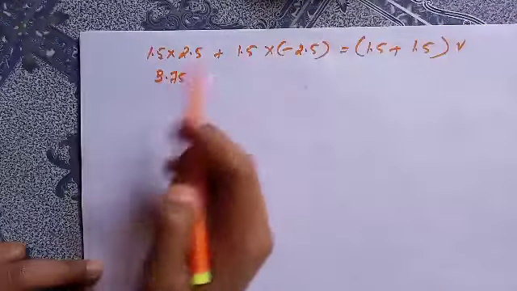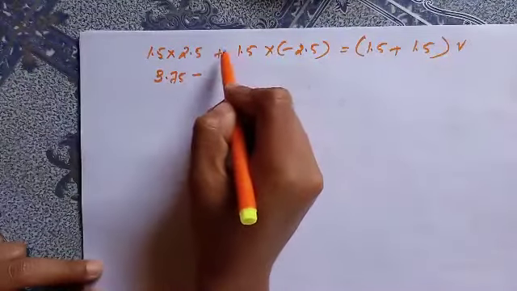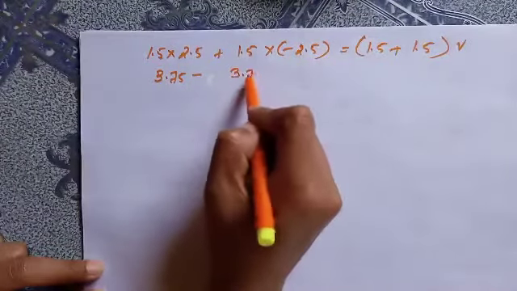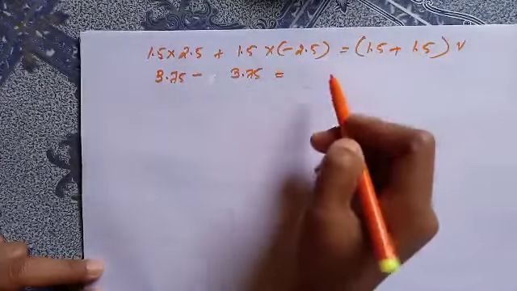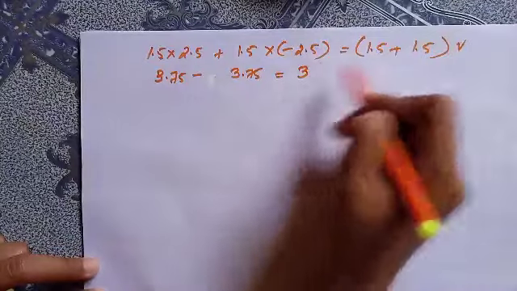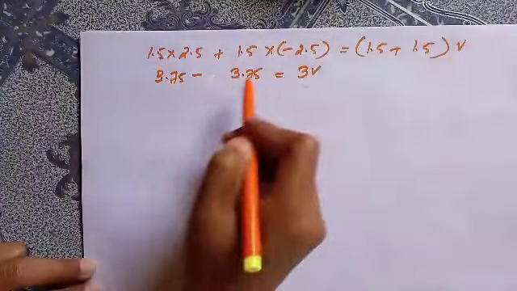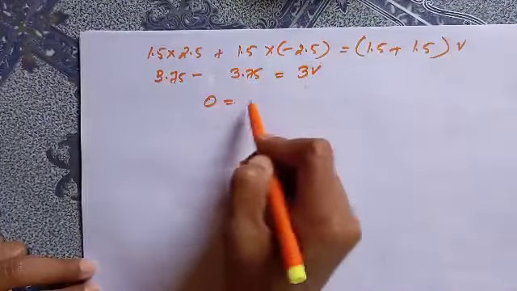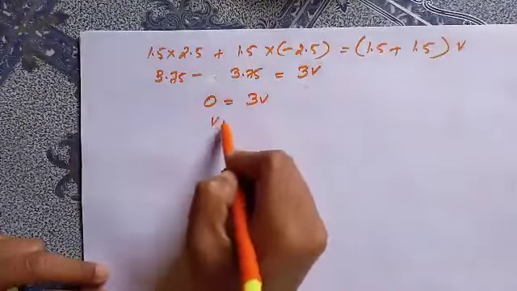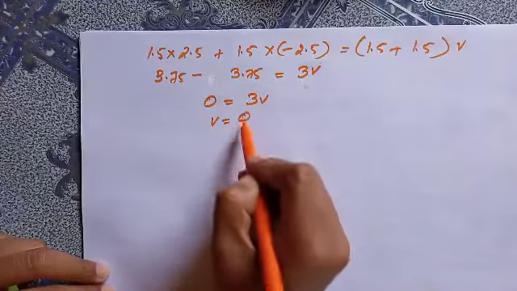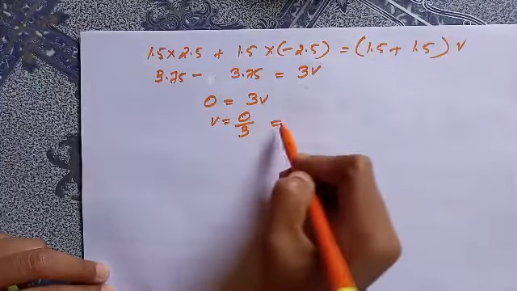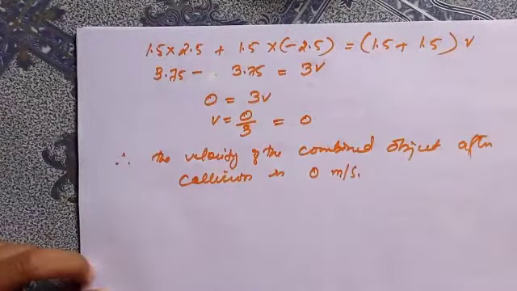If you multiply these two, you will get 3.75 minus 3.75 is equal to, if you add these two, then you will get 3, and if you multiply into v, it is 3v. So on subtracting these two, you will get 0 and 3v. On rearranging the sides, 0 divided by 3 is equal to 0. Therefore, the velocity of the combined object after collision is 0 meter per second.